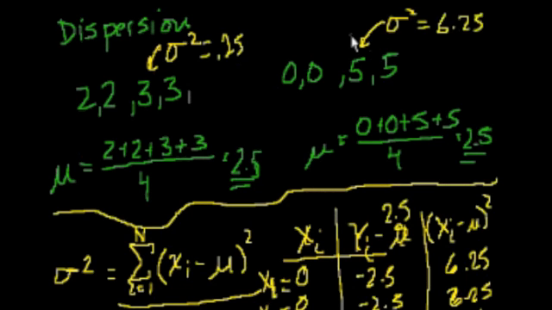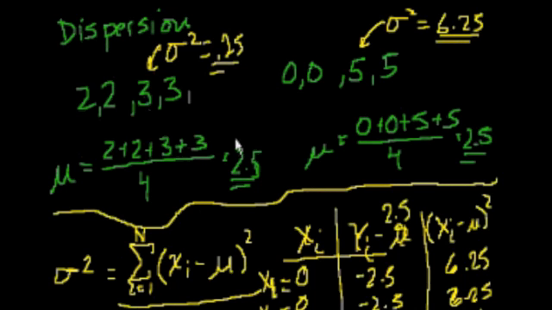And it's hard right now to have an intuition of how the 6.25 relates to the 0.25, but you know that this is a much larger number than this is, which tells you, at an intuitive feel, that the numbers in this set are, on average, much further away from the mean than the numbers in this data set.